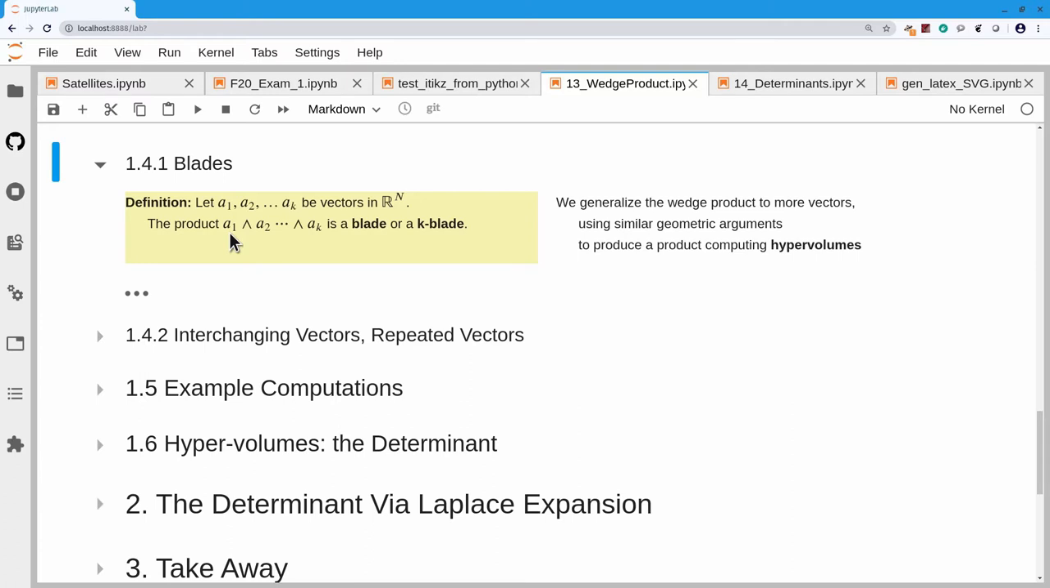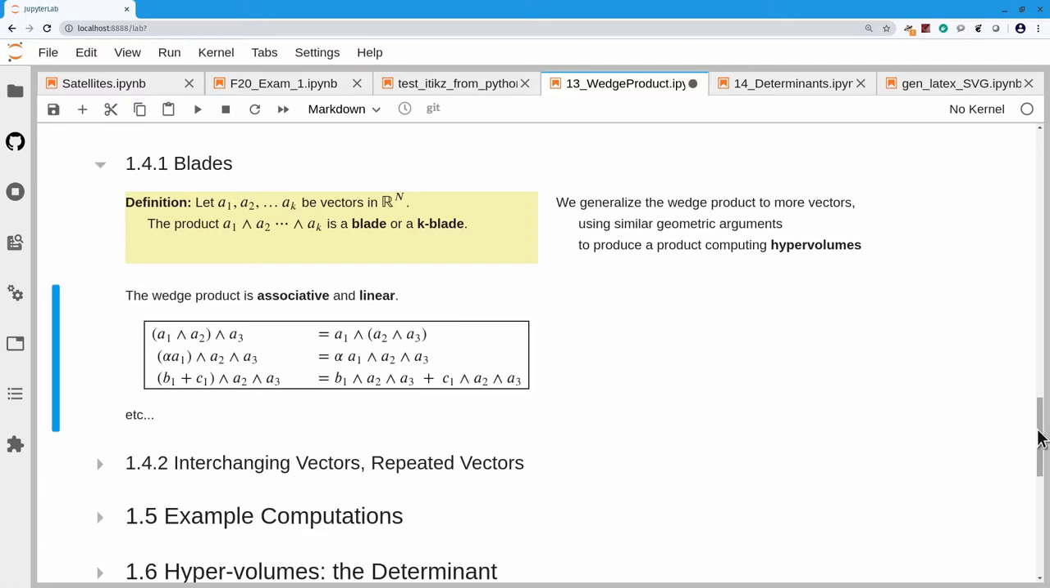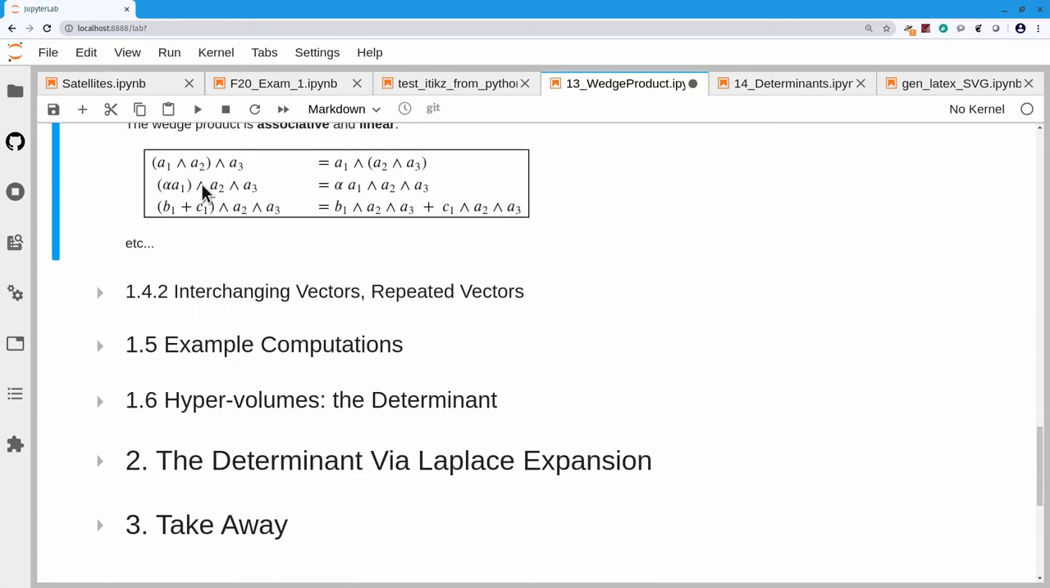The way to think about blades is with a single vector, it's just our standard vector, A1. With two vectors, it's a piece in a plane. As I add more and more vectors, I'm going to be talking about volumes in more dimensions, so let's call them hypervolumes. So a blade represents a hypervolume in general. To generalize from our wedge product with two vectors, we'll simply make the product associative. Similarly, if I have a vector that is scaled, I'll expand that as well. I'll keep the distributivity, and as I add more and more vectors, I'll just expand on those definitions accordingly.